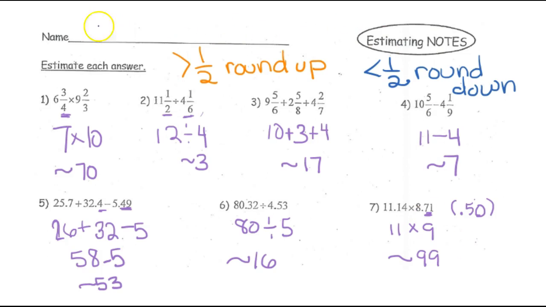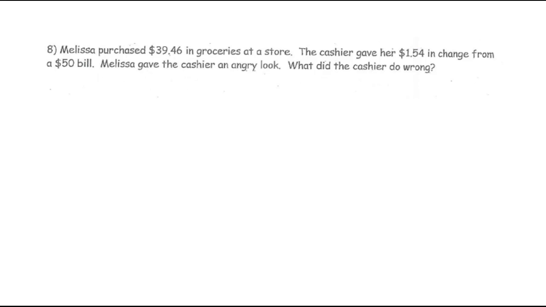Now I'm just going to go through a couple word problems with you where we're going to use our estimation skills. The grocery store is actually a really good place to know how to estimate, so you have an idea of how much your bill is going to be, and when people give you change, that they gave you about the right change. So Melissa purchased $39.46 in groceries at a store. The cashier gave her $1.54 in change from a $50 bill. Melissa gave the cashier an angry look. What did the cashier do wrong?